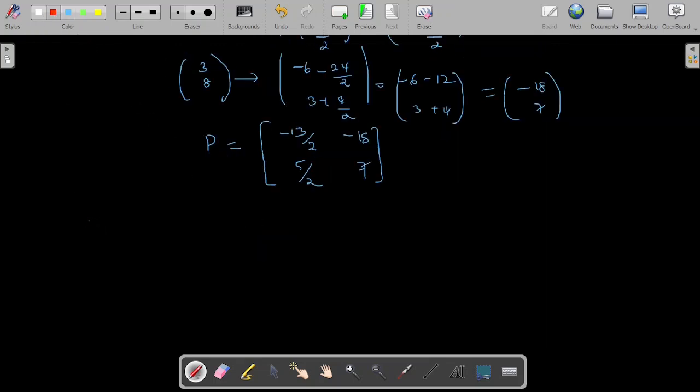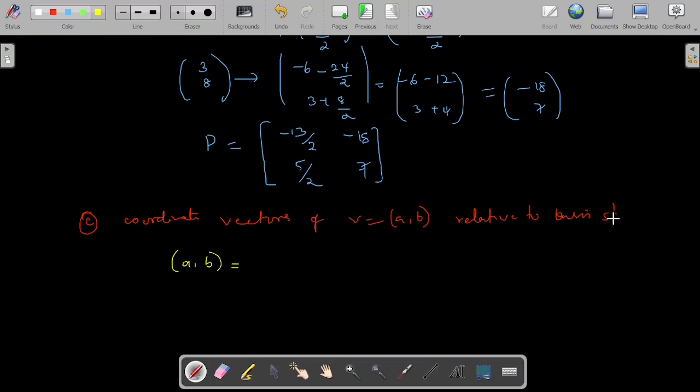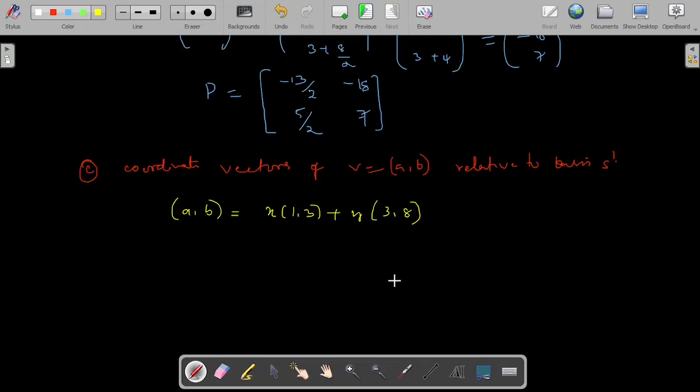Next question is C. You have to find the coordinate vector of v equal to a comma b relative to basis S dash. Coordinate vector of any vector a comma b relative to basis S dash means every vector a comma b is written as a linear combination of vectors in S dash. What are vectors in S dash? 1 3 and 3 comma 8.